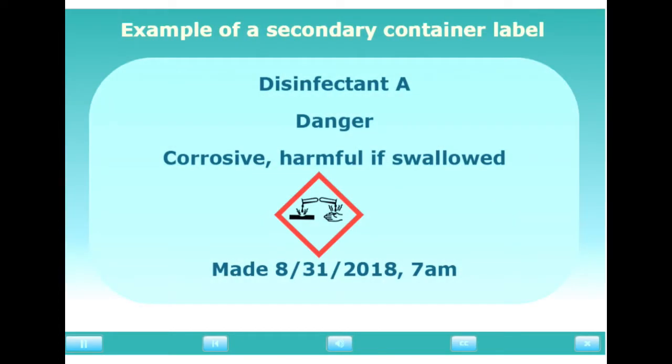Here's an example for a secondary container holding a dilution. The product label has the signal word danger, so it is added to the secondary container label as well. The precautionary statements are corrosive and harmful if swallowed. The pictogram is the sign for a corrosive material. If the label states that a fresh solution must be made daily, add the date and time it was made. That way you will know when it has lost its effectiveness.